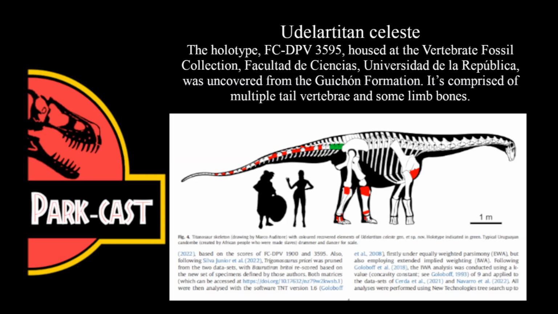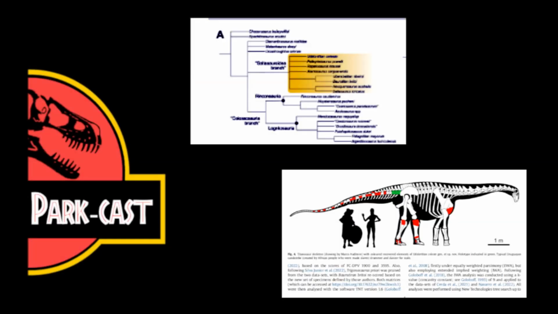The holotype FC-DPV 3595, housed at the vertebrate fossil collection of the Facultad de Ciencias, Universidad de la República, was uncovered from the Guichón Formation. It's comprised of multiple tail vertebrae and some limb bones. This is the second titanosaur from Uruguay, the other being Aeolosaurus, described in 2022, and it's phylogenetically been narrowed down to being either a saltasaurine saltasaurid or a non-saltasaurid saltasauroid. So, saltasaurids were mostly smaller than giant titanosaurs. Of course, almost everything is smaller than giant titanosaurs.